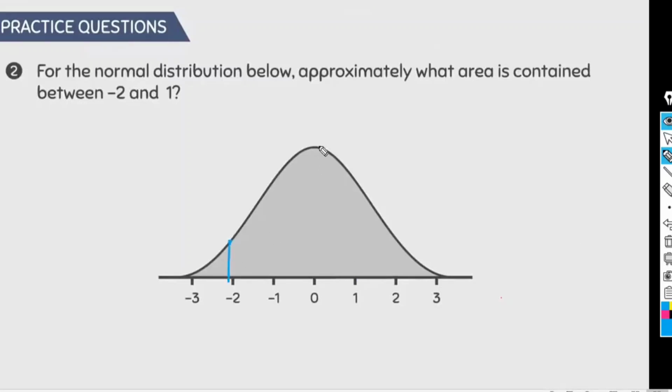From minus 2 to plus 0, what is the area? This is 47.5. From 0 to 1? From minus 1 to plus 1, it is 68. Obviously, from 0 to 1, it is 34. Now, if you combine these two, it is 81.5.